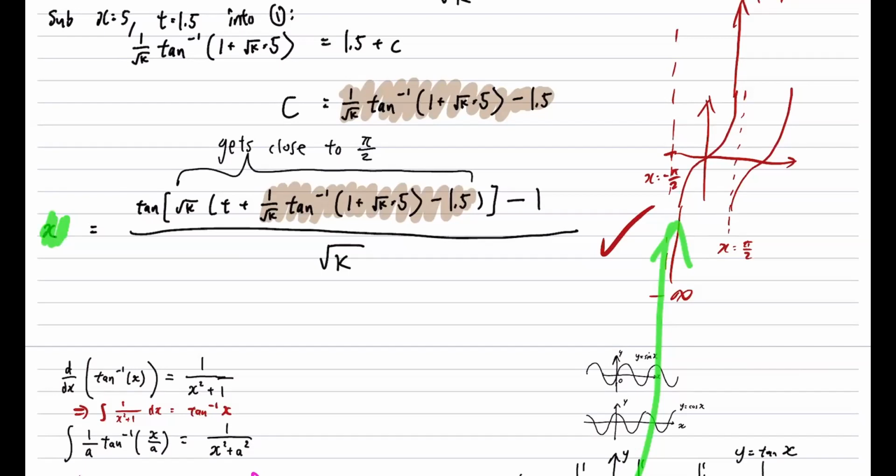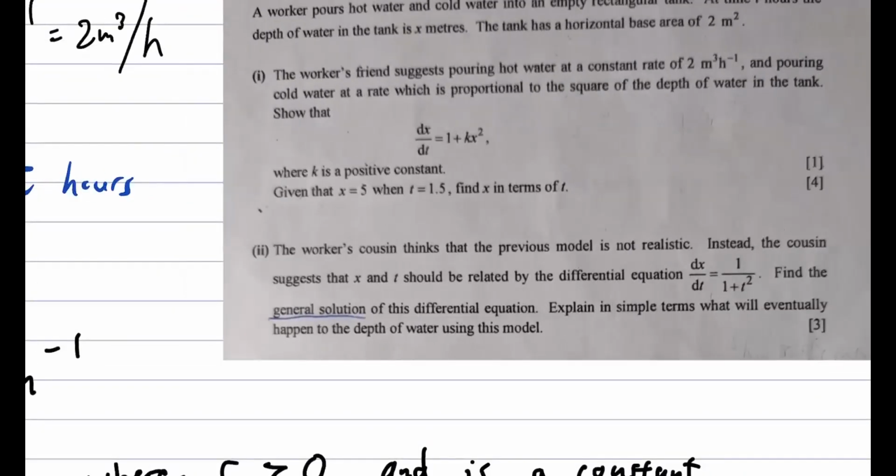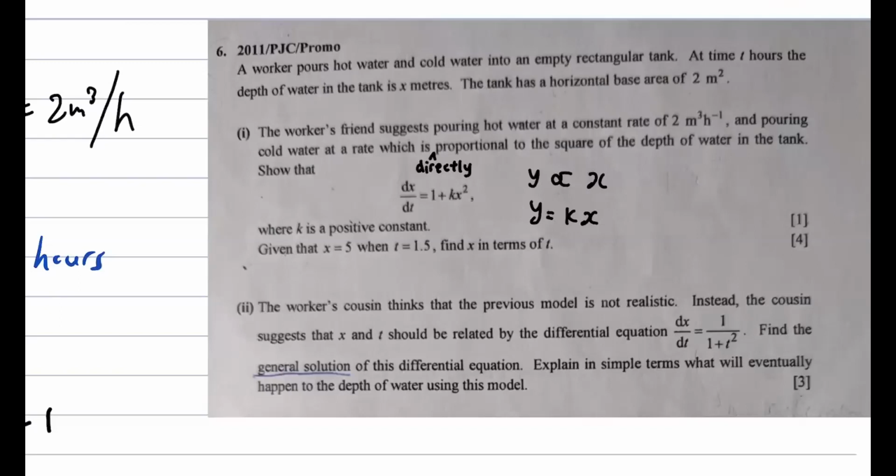Does it make sense? No. x is your depth of water. How can it go to infinity? Impossible. That's one possible reason why you could explain that this previous model is not realistic. The x may tend to infinity, which is impossible. You might have to explain this during the exam. There have been questions that asked that in the past few years.